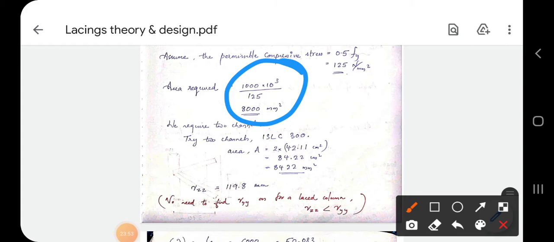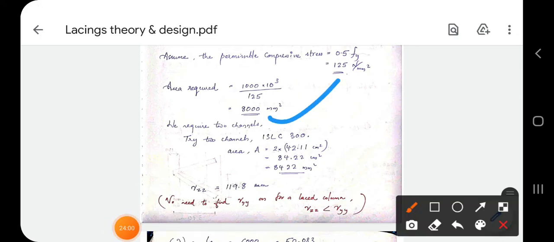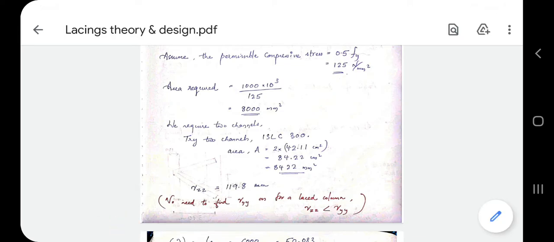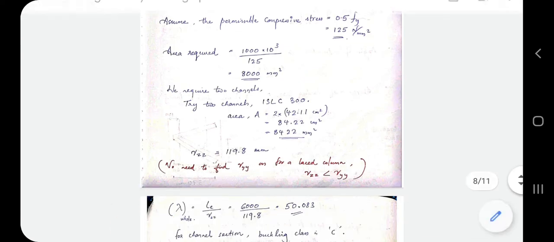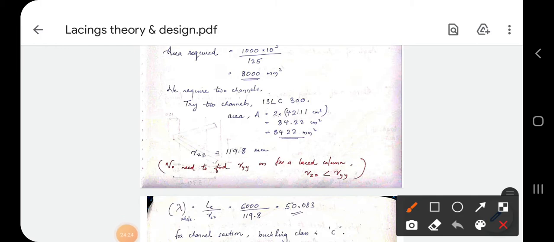1000 kilonewton is converted into 1000 Newton by 125 Newton per mm square. So we will get area required as 8000 millimeter square. Okay. So we have to design a double channel section, two channel sections back to back. So this area is for two channel sections. Area required 8000 mm square is for two channel sections.